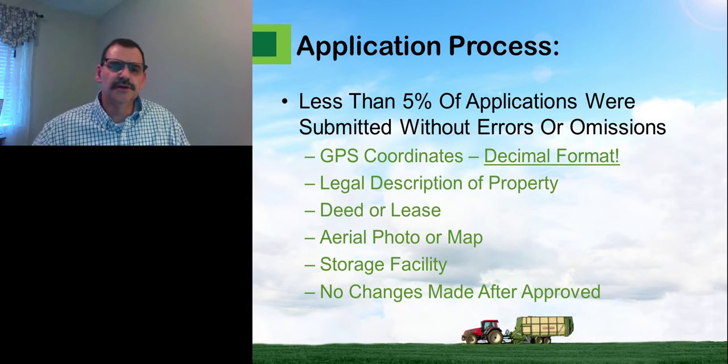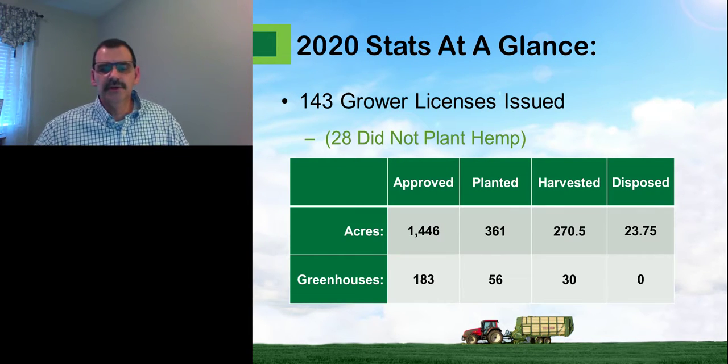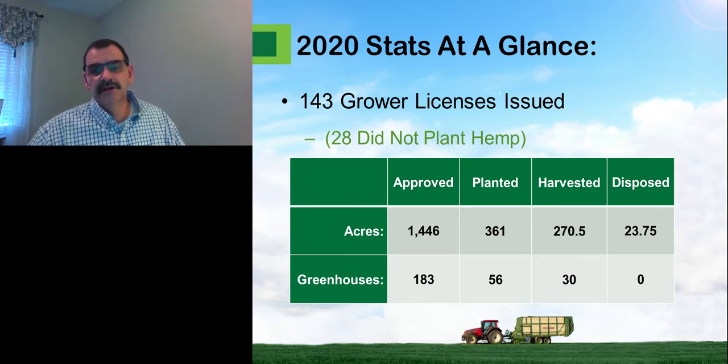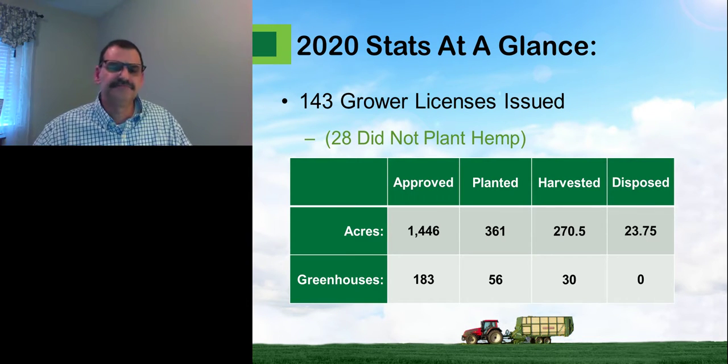Last year, we issued 143 grower licenses. Now, I was not sure if we would only have a handful of applications or if we would be overwhelmed with them. We did receive more than 143 people applied for a license, but a significant number did not complete the process for one reason or another. We had nearly 1,500 acres approved for hemp cultivation last year, spread among those 143 license holders.